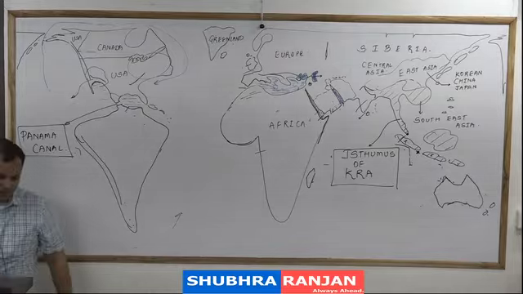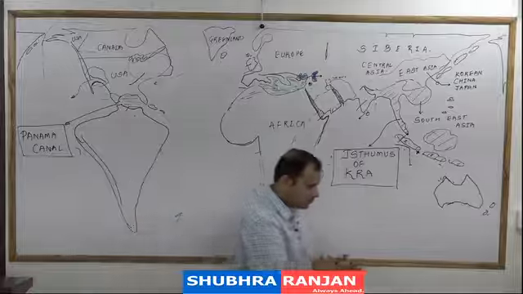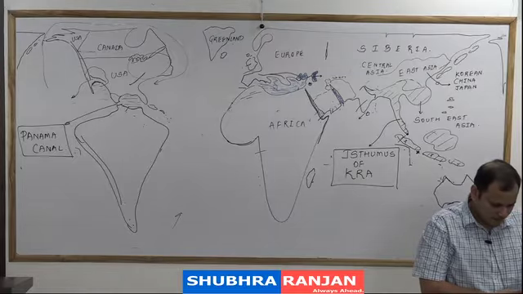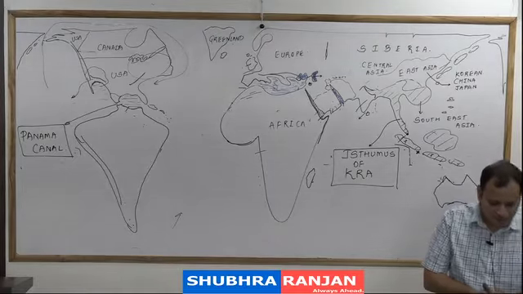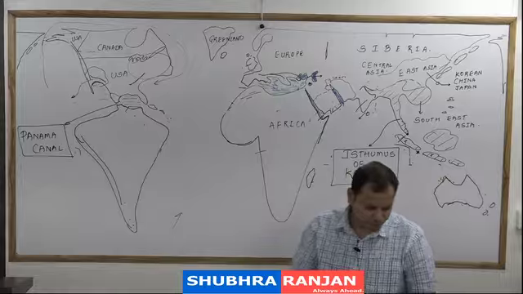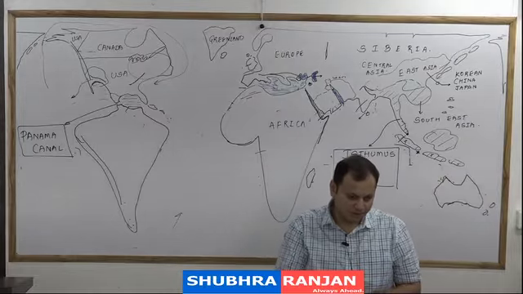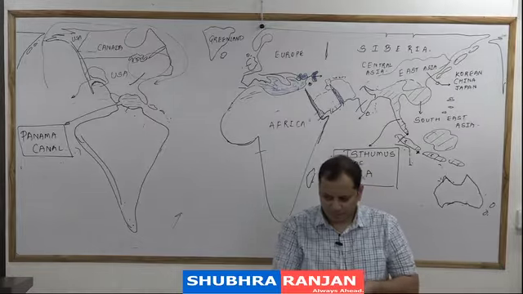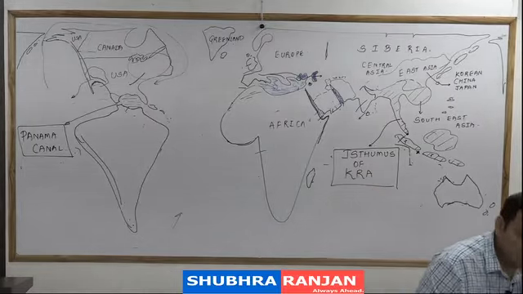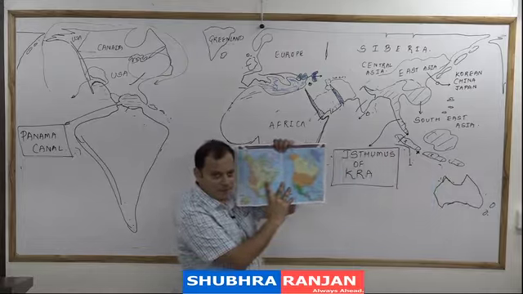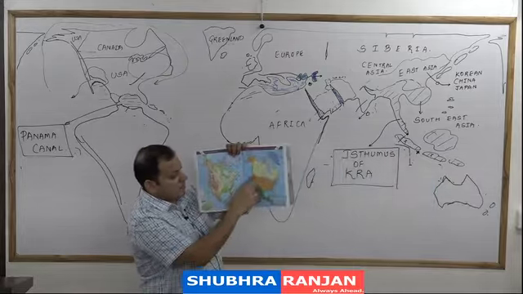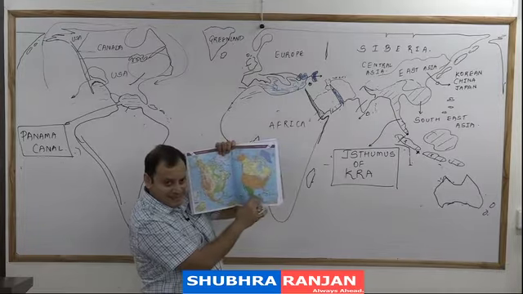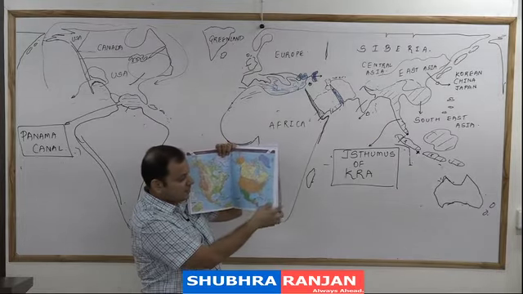Now open the map of North America. Page number 82. Map of North America, which consists of USA, Canada and Mexico. And then these are the Central American countries. This part of the world is known as Central America.